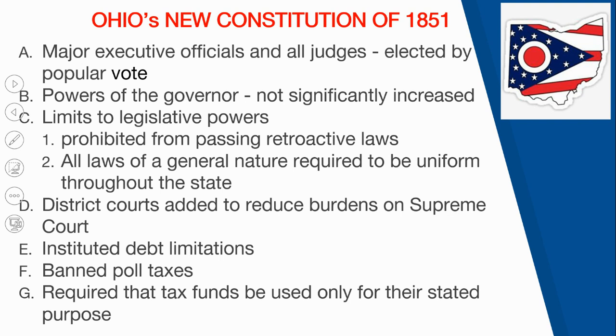Powers of the governor were not significantly increased. They were given some more. And then over time, which is what typically happens, more and more power has been given to the governor. So, for example, in the state of Ohio during the pandemic shutdown, the governor didn't really shut down the state of Ohio. Anybody know that? It was the health department that shut down Ohio.